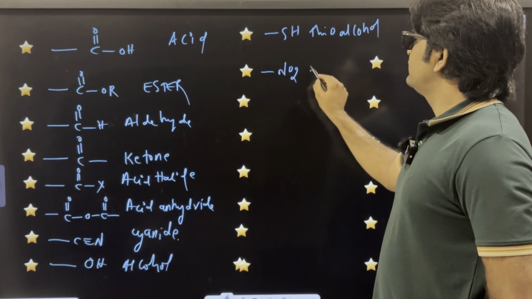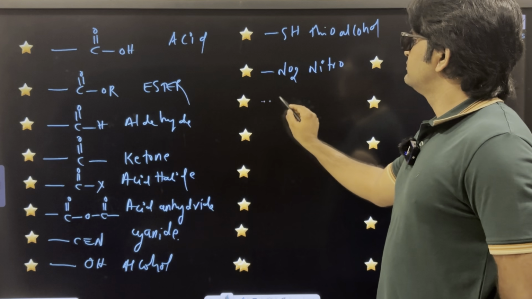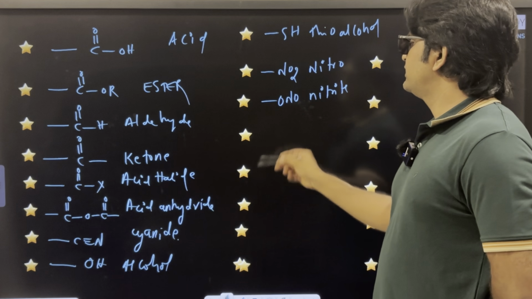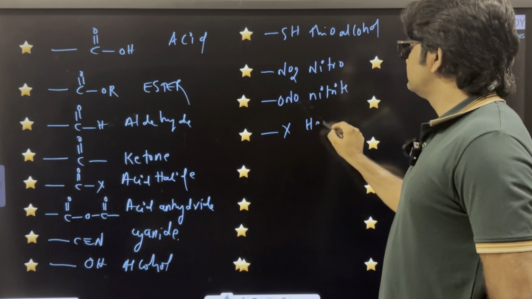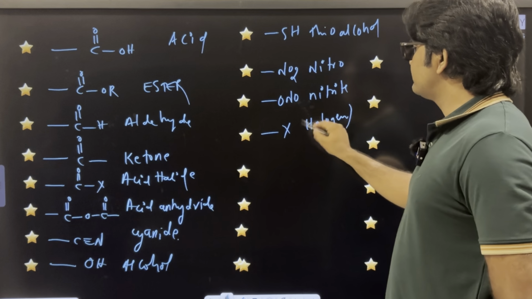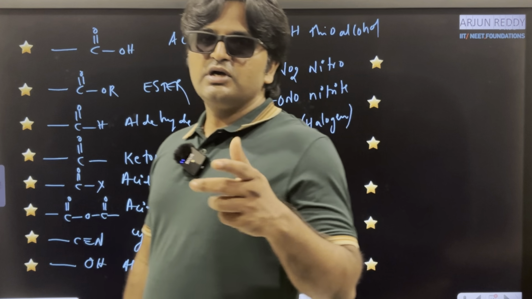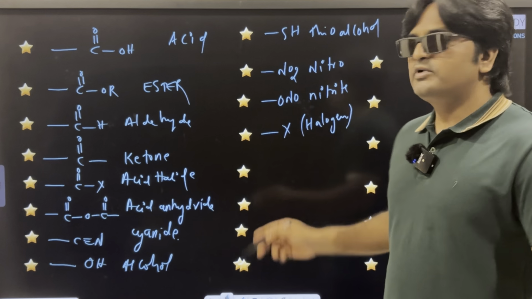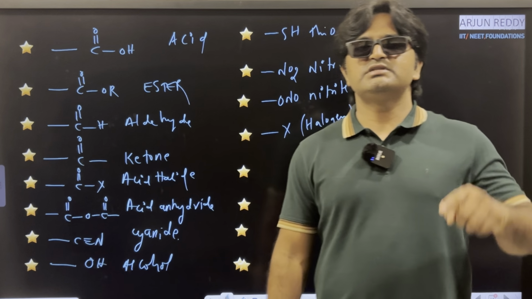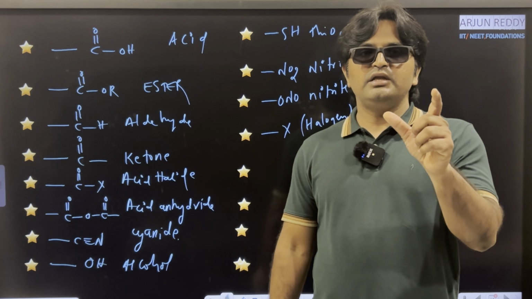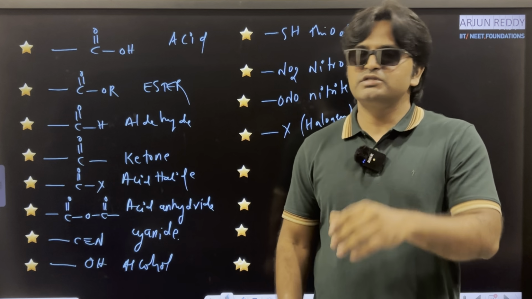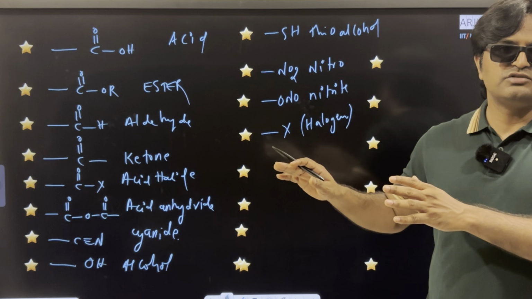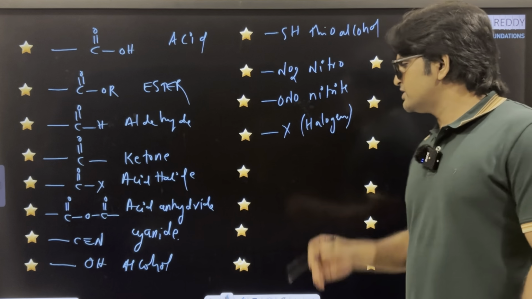And for example, NO2 is given. This one is nitro. ONO is given, nitrite. Next one, halogen. This is also considered a functional group. Don't get confused, because it shows different properties than alkanes, so that is also taken as a functional group. But actually in IUPAC nomenclature, a secondary suffix is not given for halogens. Halogens are always considered as substituents. That is a different situation, but halogens are also considered a functional group.